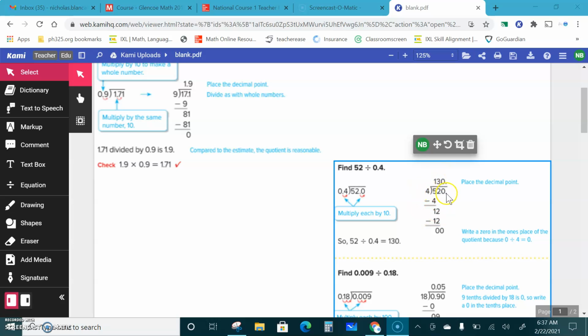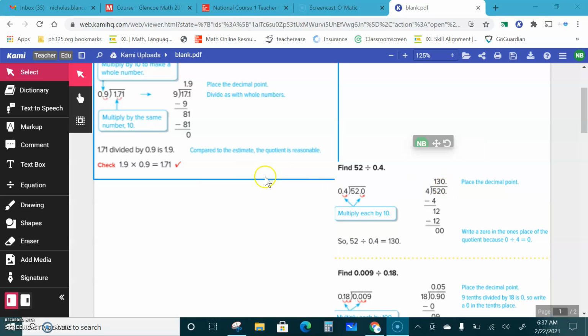You put the decimal on top. They did the same thing here. They put the decimal on top and just divided like it was 9 and 17.1 was 171. You still get the same thing.